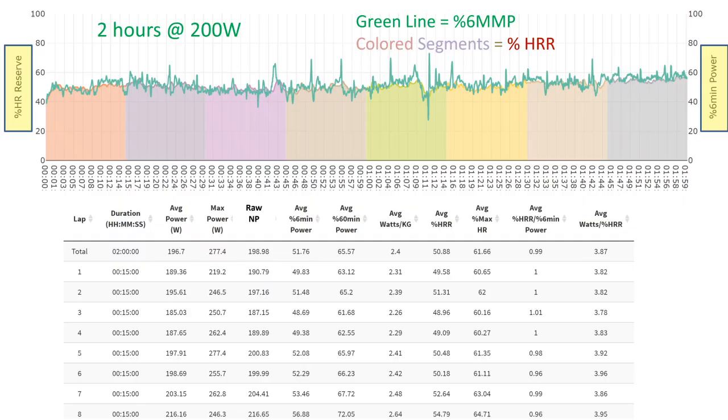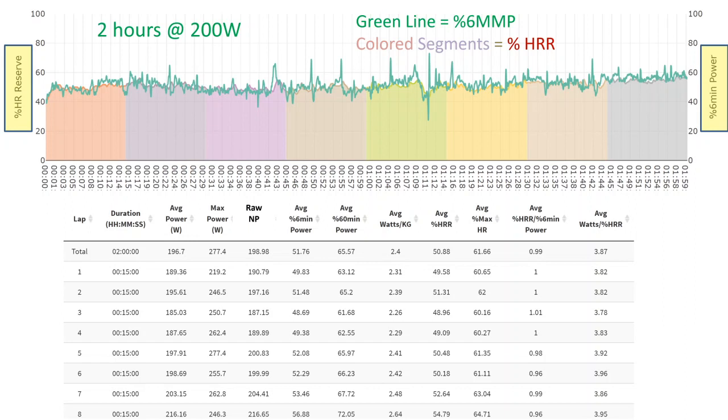Now, I've worked with a guy named John Peters in the UK, and he's created some software, and we've worked together on this. So here you're seeing just a training file that has been put into that program, and this is 2 hours at 200 watts. The green is the power as a percentage of 6-minute power. What percentage of my maximum 6-minute power am I at? And then the colored segments are heart rate reserve. What percentage of my heart rate reserve am I using to achieve that power? And then it's just broken up into 15-minute blocks.